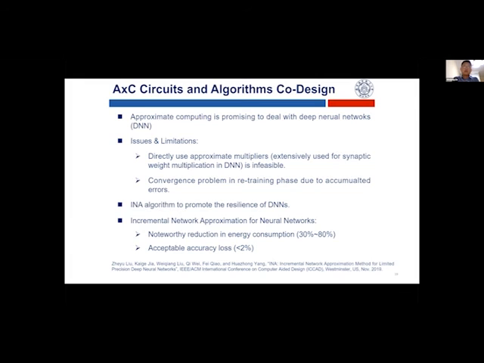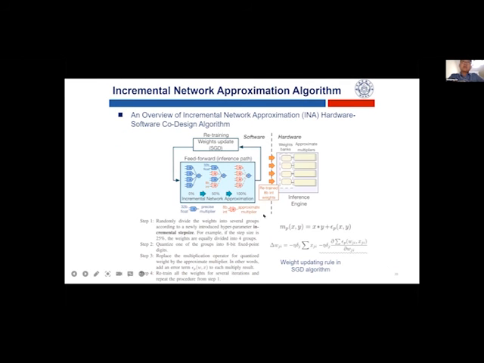approximate algorithm, and we can have an energy reduction of 30% to 80%, and also the accuracy loss is below 2%. So the idea is here. As we know, there is a lot of multiplication during the weight multiplication. So what we do is we divide all the weights into, for example, 4 groups. In the first step, we just replace one group of these multipliers with approximate designs, and then we do the retraining, and then we replace the second group with the approximate designs. One by one we do it, and after the 4 steps, all the multipliers have become approximate designs.